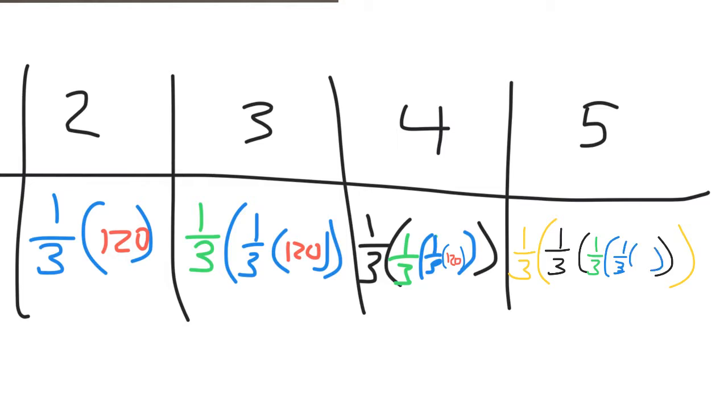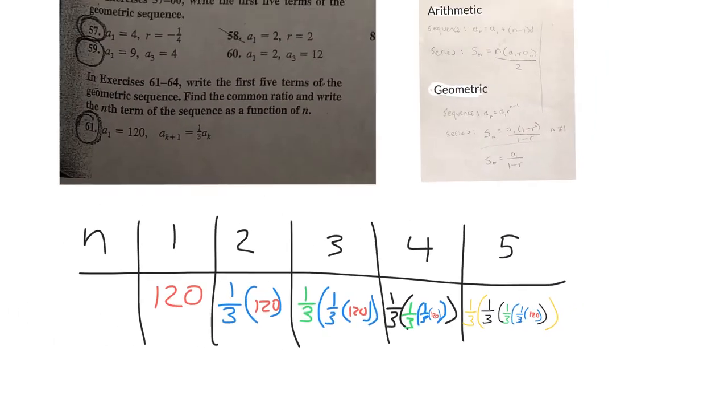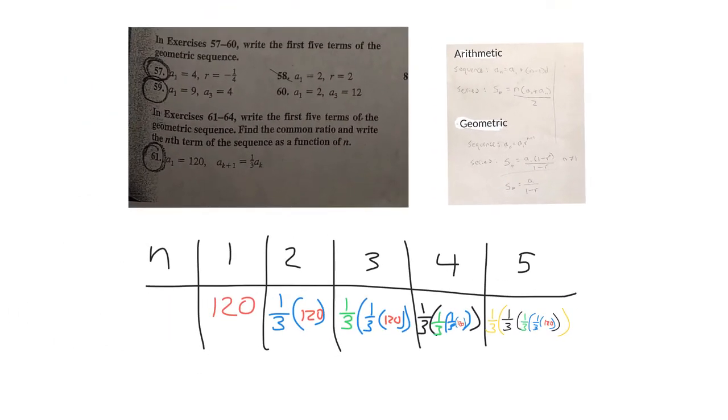of this. Now, do you have to do this every single time? Absolutely not. I'm only doing this to really make clear that all this is saying is that each number is 1/3 of what came before. Now, at a certain point, you might just realize, this is going to be 120.